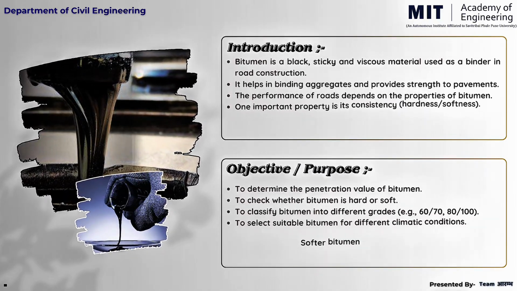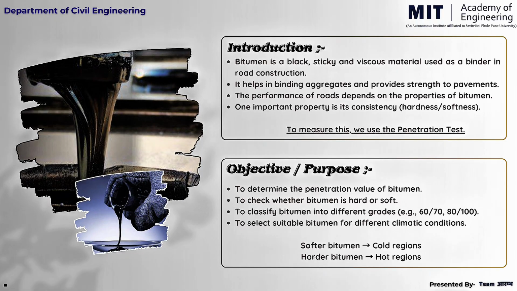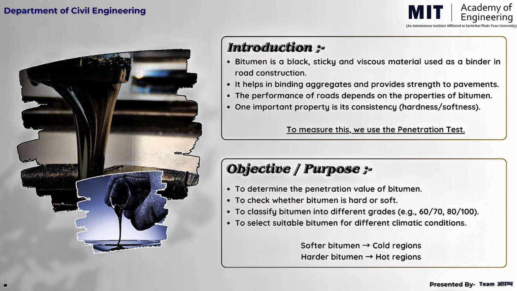Bitumen is a black, sticky and viscous material used as a binder in road construction. It helps in binding aggregate and provides strength to pavements. Bitumen is mainly obtained from crude oil during the refining process. That means it is a raw material obtained during the process where the heavier components are separated.